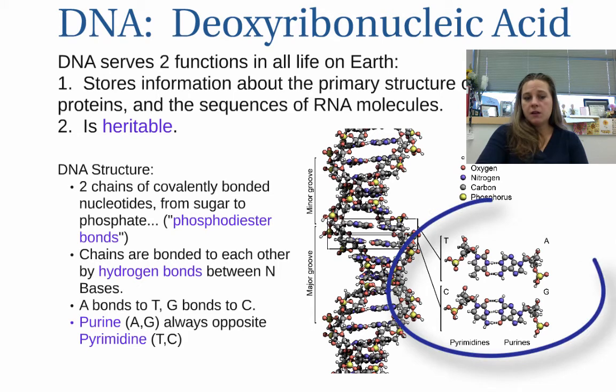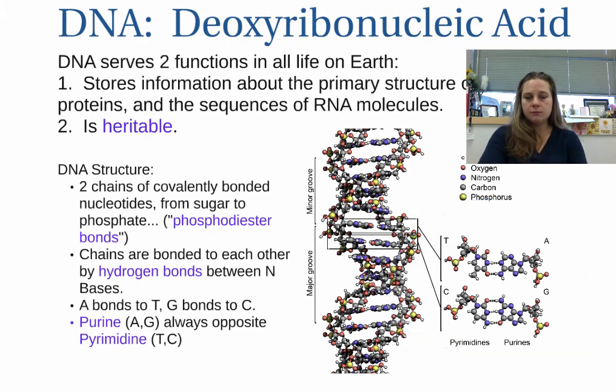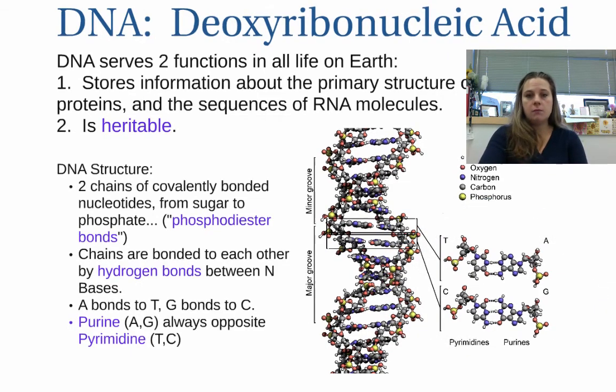So you will always find a purine bound to a pyrimidine. Your purines are your double-ringed nitrogen bases, while your pyrimidines are your single-ringed nitrogen bases. I always remember which one's which because thymine and cytosine have a Y in them, and so does the word pyrimidine. There's your tip for the day.